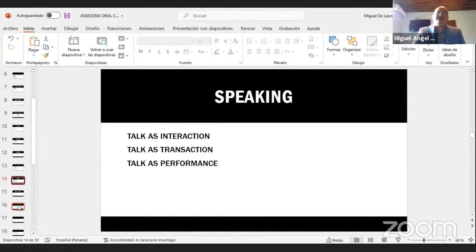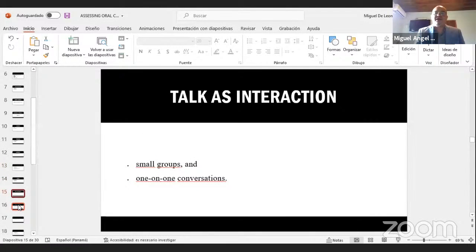So we have three types of talk according to Richards: interaction, transaction, and performance. In interaction, we divide into small groups like this. I guess this is a small group. We are no more than 20, probably. I was counting. And then one-on-one conversations, right?